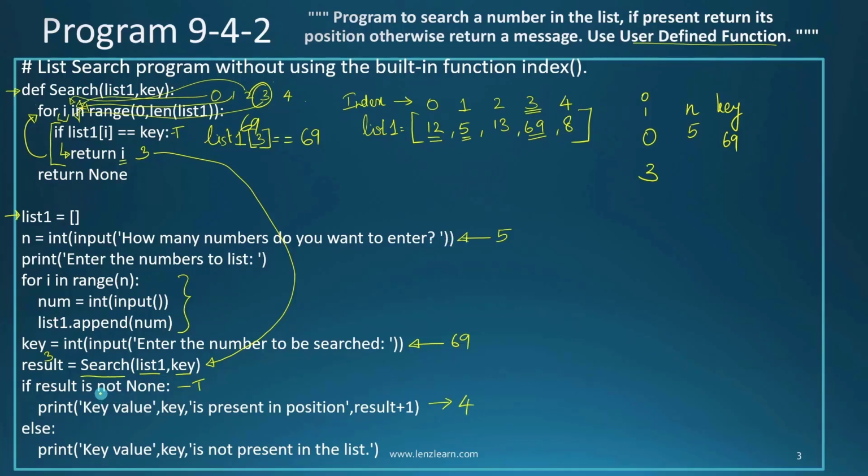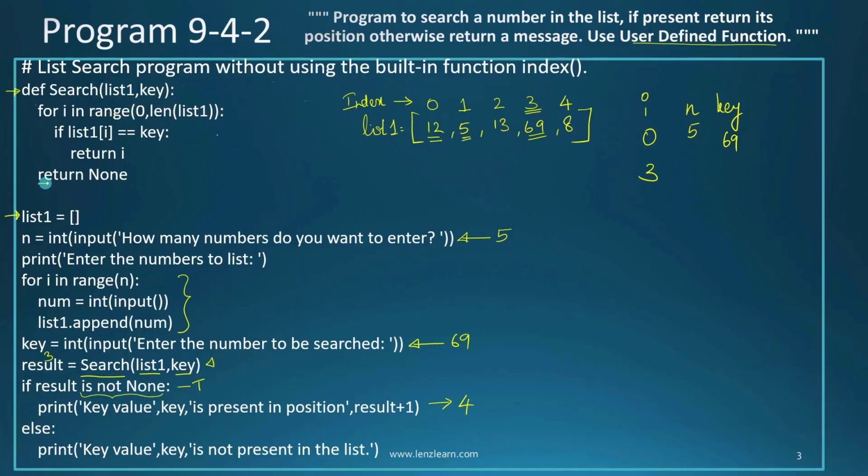Now you will have a bit confusion here. Why I am checking whether result is not none? It is because I have one more return statement here which returns none, and this return statement is executed if the key was not found out inside list 1. For example, if I was searching for value 100, which means the value of key which I am searching inside list is 100. You can see 100 is not available inside list 1.